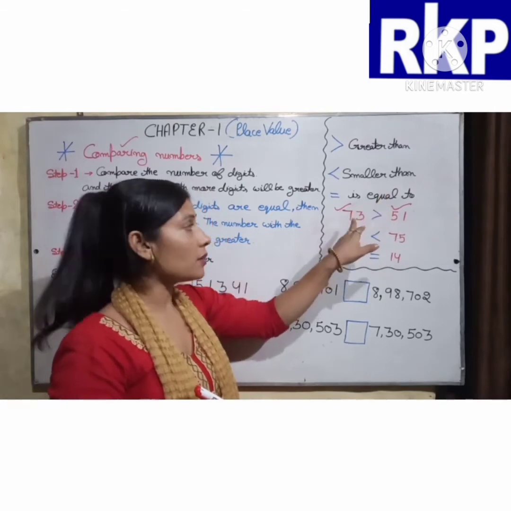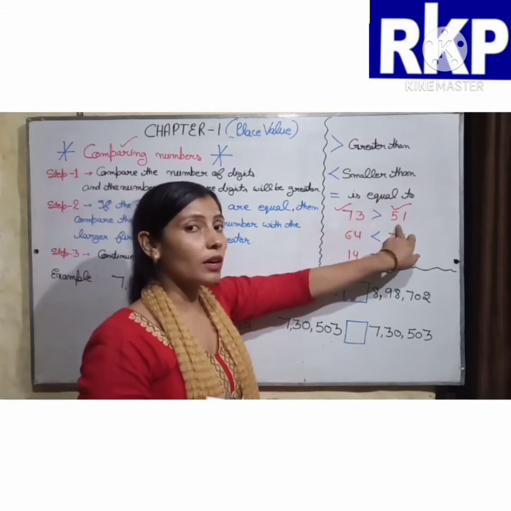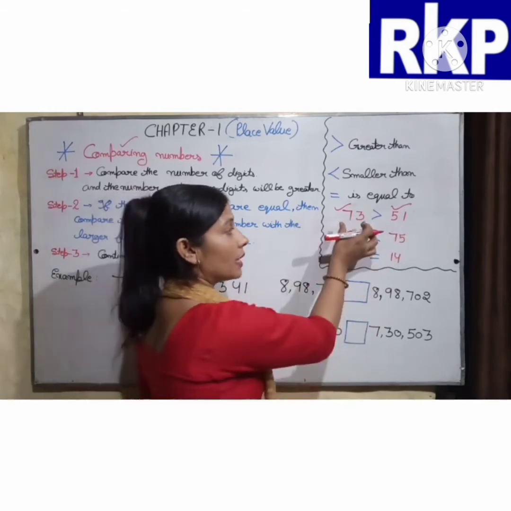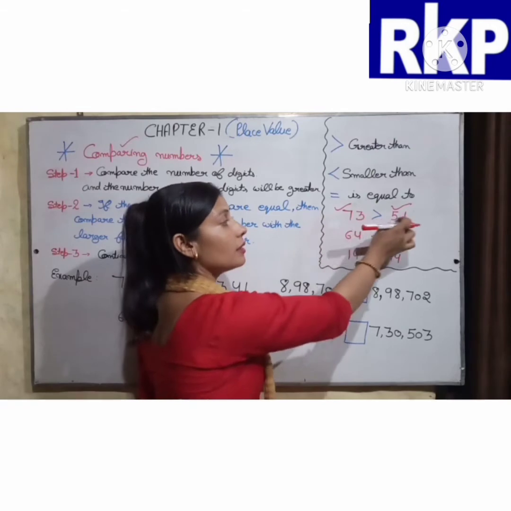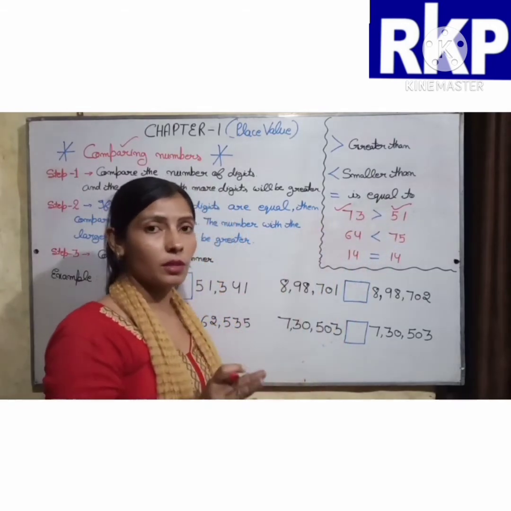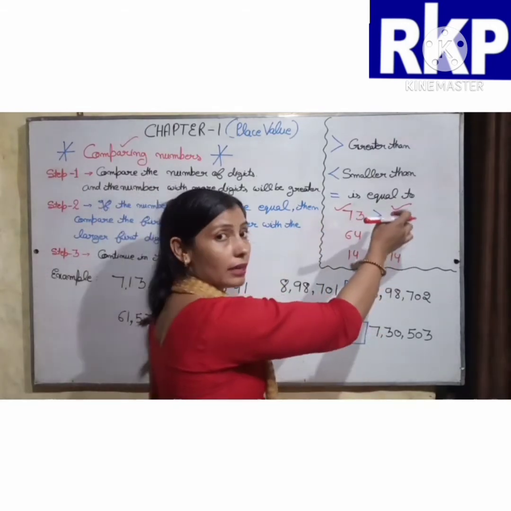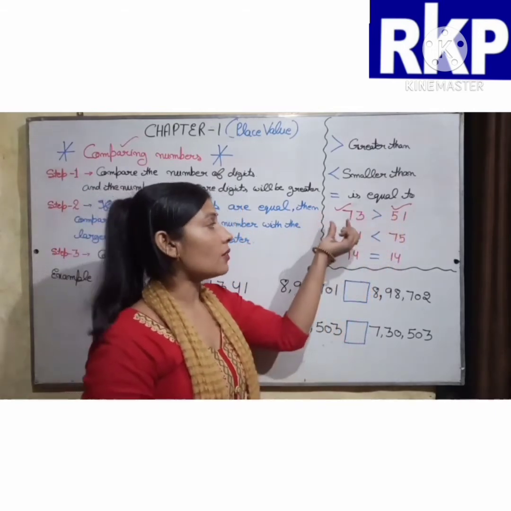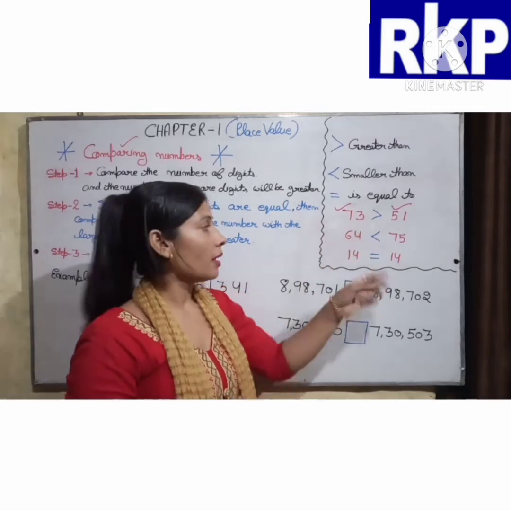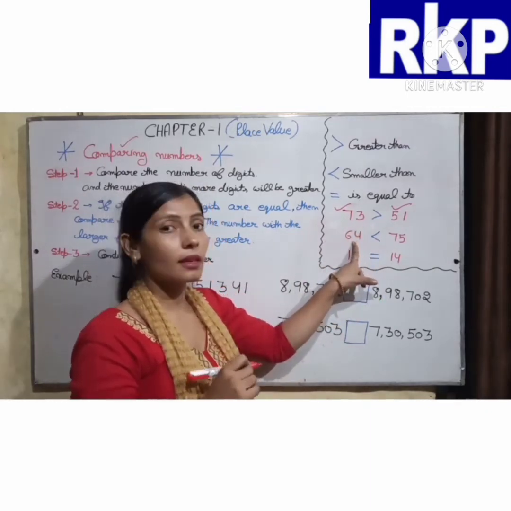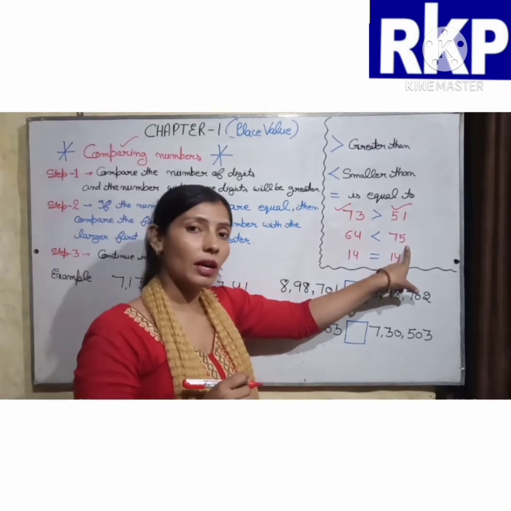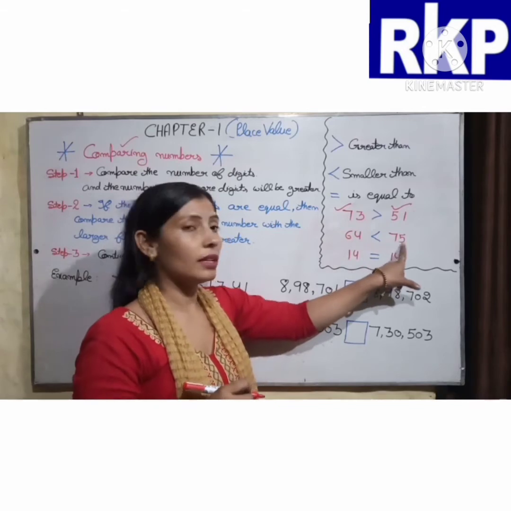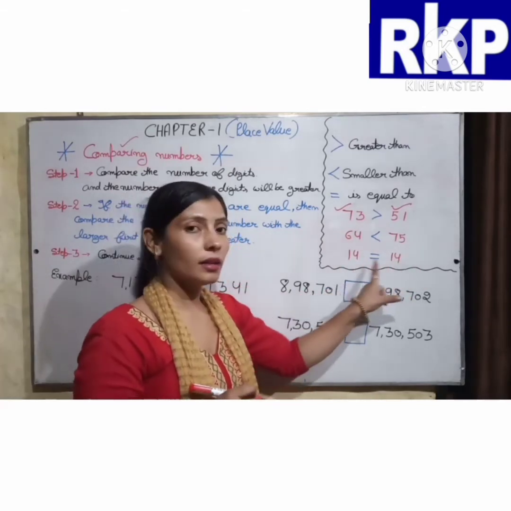Okay, here we have 73 and 51. On left side we have 73 and on right side we have 51. So we have to say that 73 is greater than 51. We cannot say that 51 is less than 73. Okay, we are to use 73 is greater than 51, and here 64 is less than 75, or you can say 64 is smaller than 75, and here both are equal.